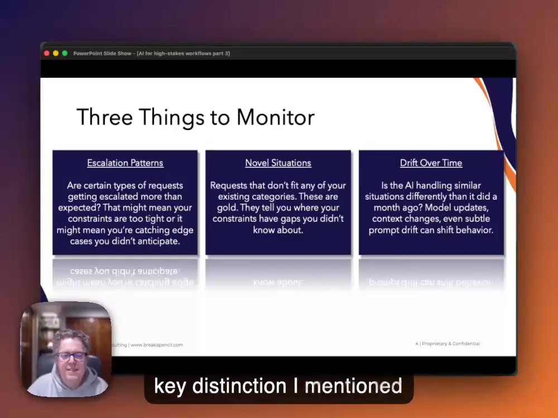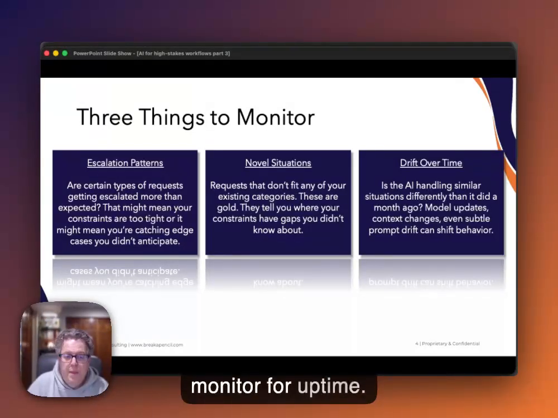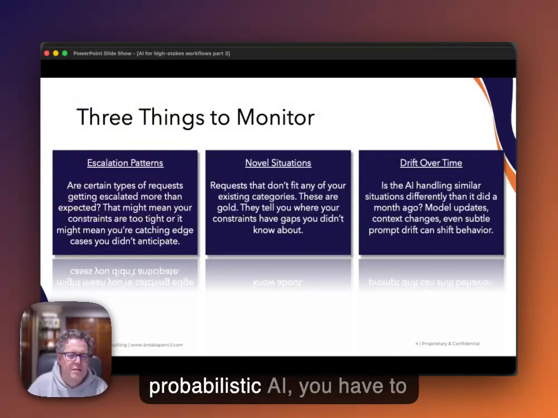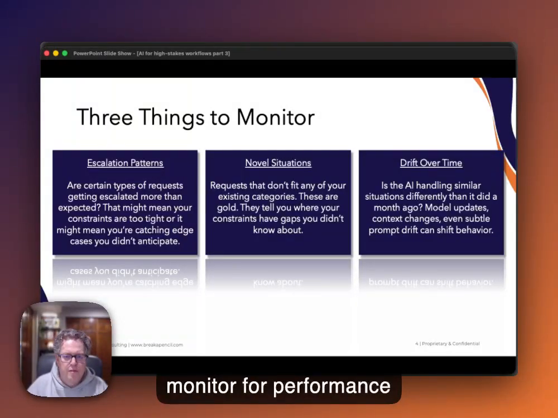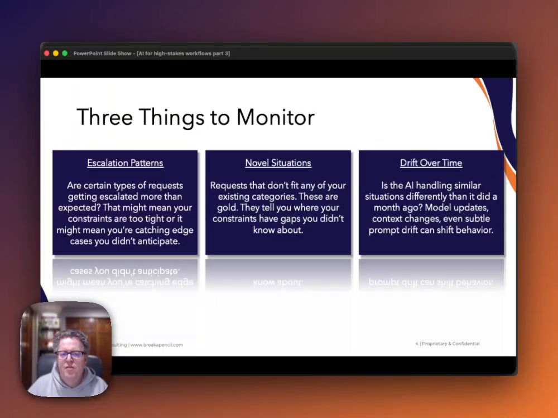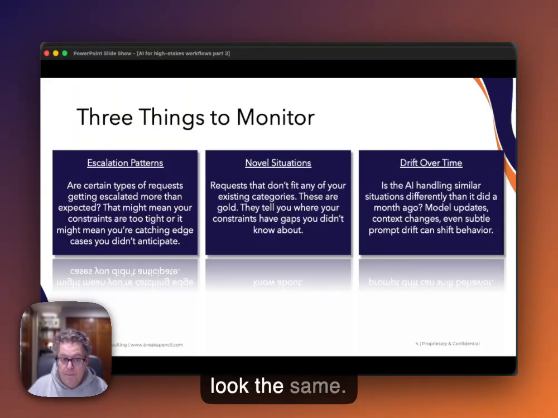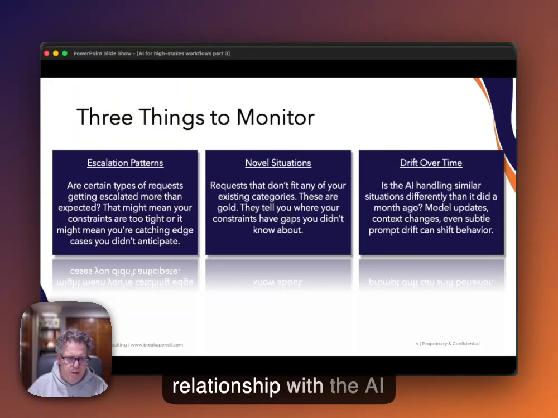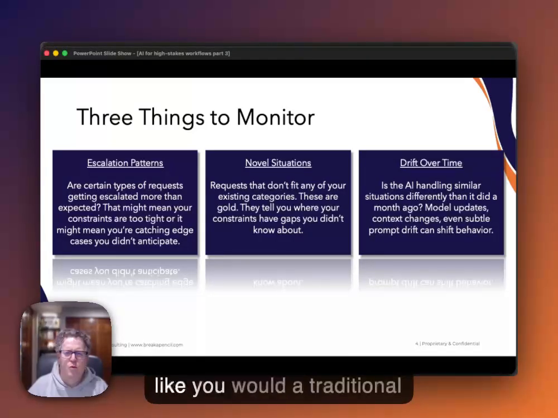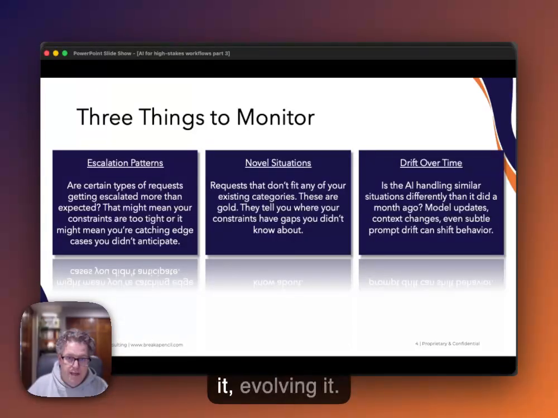If you recall the key distinction I mentioned last week, when you deploy deterministic software, you monitor for uptime. When you deploy probabilistic AI, you have to monitor for performance because the outputs can change even when the inputs look the same. So this creates a different relationship with the AI system. You're not just maintaining it like you would a traditional software system. You're actually learning from it, evolving it.